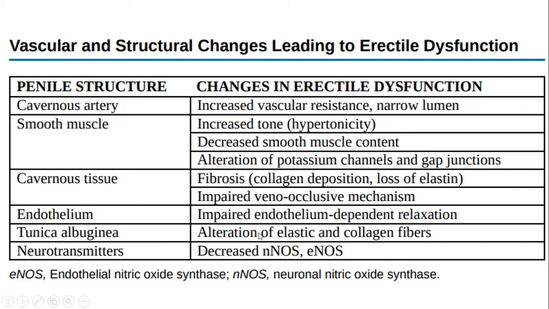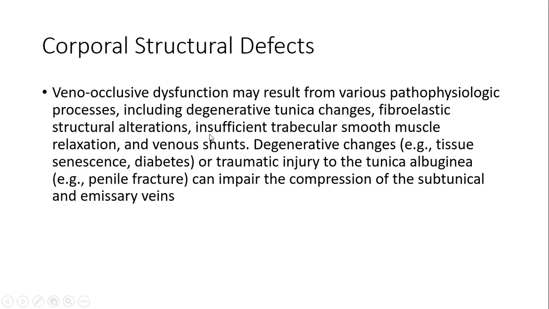Then tunica albuginea: alteration of elastic and collagen fibers. Actually predominantly of collagen fibers, it leads to changing of elasticity properties, and an increase of elastic fibers leads to decreasing of toughness of this tunica albuginea, so that's why erection is not stable. And neurotransmitters: decreased nNOS and eNOS, so neuronal nitric oxide synthase and endothelial nitric oxide synthase, which secrete nitric oxide, the main important factor for dilation of blood vessels.